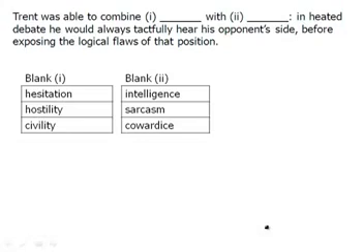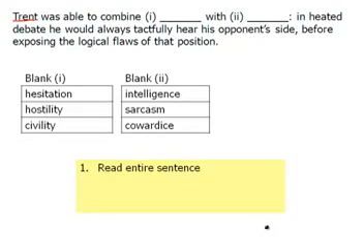So very first thing is to read the entire sentence, starting here with Trent. Trent was able to combine blank with blank in a heated debate. He would always tactfully hear his opponent's side before exposing the logical flaws of that position. So we want to identify what sort of question this is. Going back to one blank text completions, this is a type of text completions where you're defining what these blanks are.